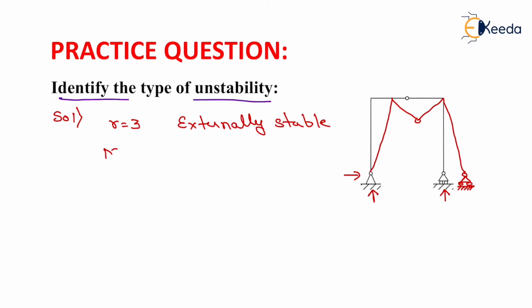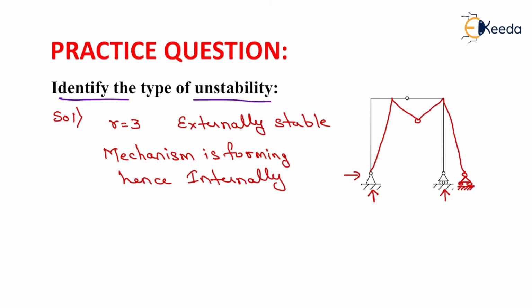Now, due to the mechanism forming, hence this structure or this frame will become internally unstable. Due to the mechanism formation, this frame will become an internally unstable structure.